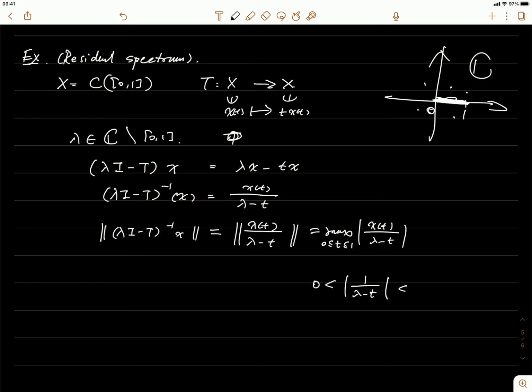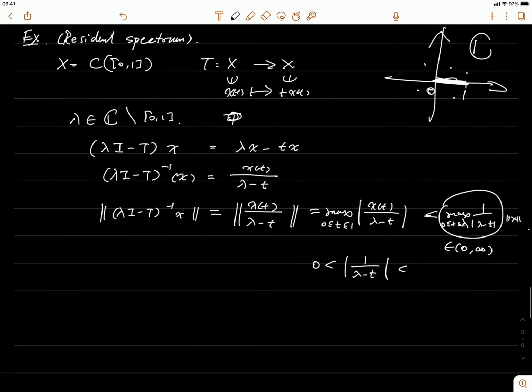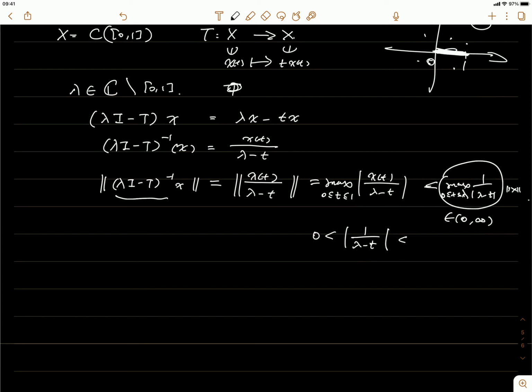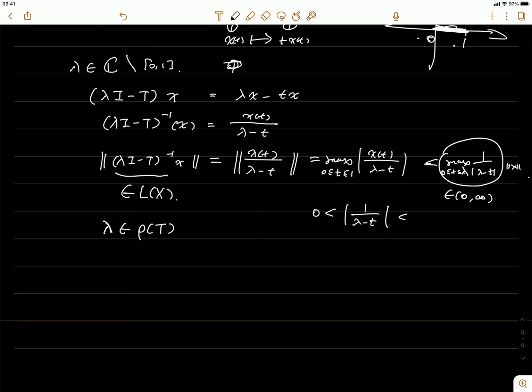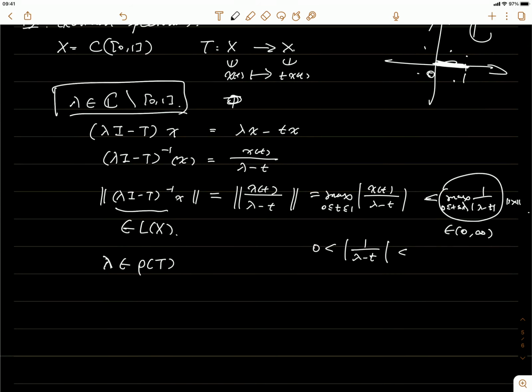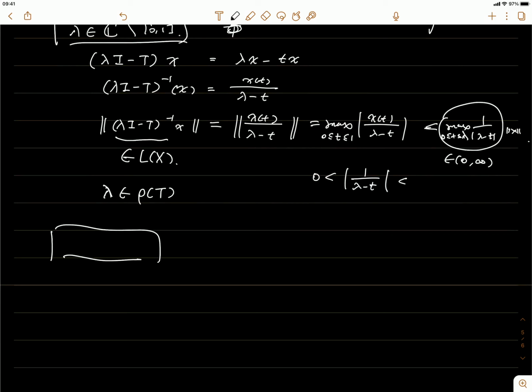So that shows it can be bounded by the maximum of 1 over lambda minus t, where t is in the interval. We know that this is some number strictly bigger than 0 but finite, times the norm of x. So this is indeed a bounded linear operator. This is actually in L(X). And that means lambda should be in rho t, in the resolvent. Okay, so that's the case where lambda is not on the interval. But what if lambda is indeed on the interval?